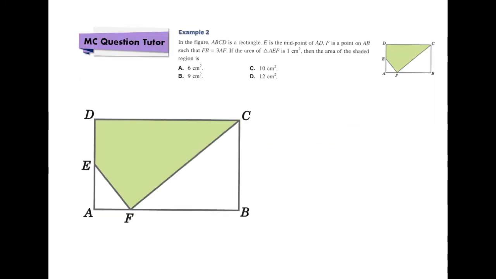In example 2, we have to calculate the area of the shaded region. Splitting the figure into different parts is a useful strategy. Since E is the midpoint of AD, we can draw a horizontal line from E to split the rectangle into 2 parts.